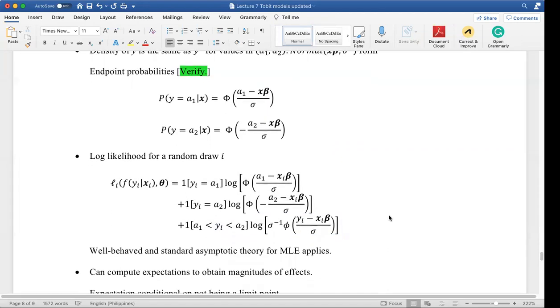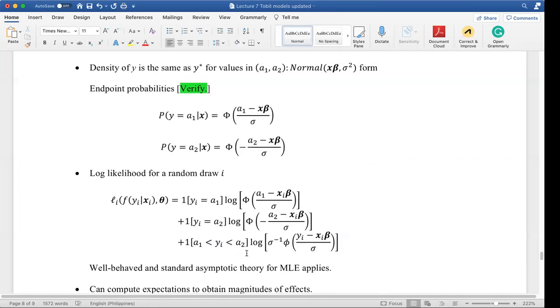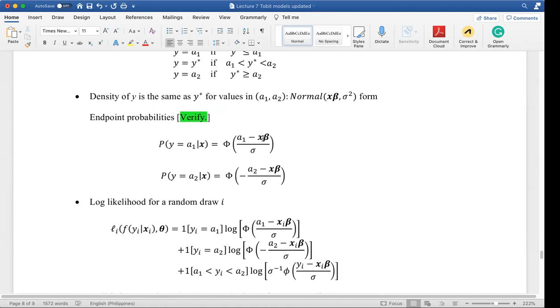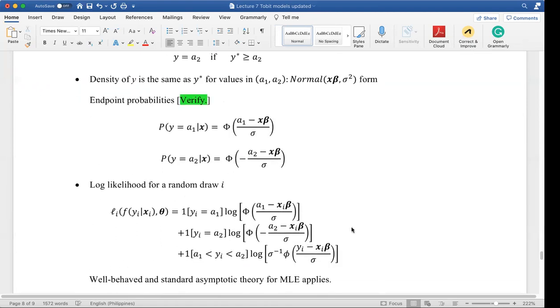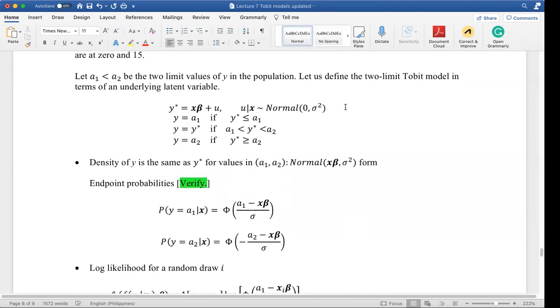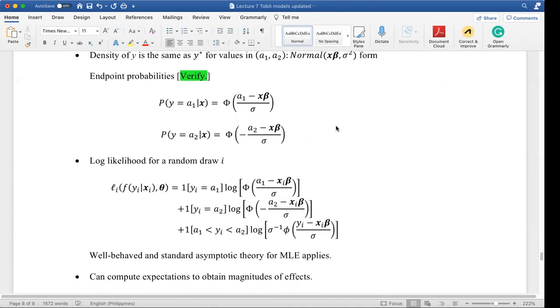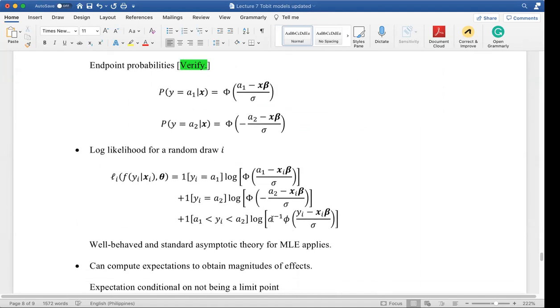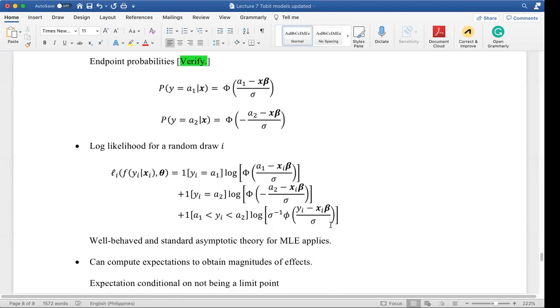Then, since you have the log likelihood, for the extreme points, a sub 1 and a sub 2, you pick this up. And for y between a sub 1 and a sub 2, you take advantage of this normal distribution. You're working with the standard normal distribution. That's why you divide by sigma, but then you have this also. So this is the log likelihood.